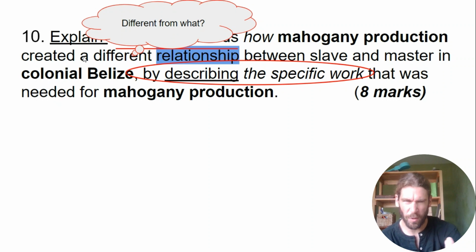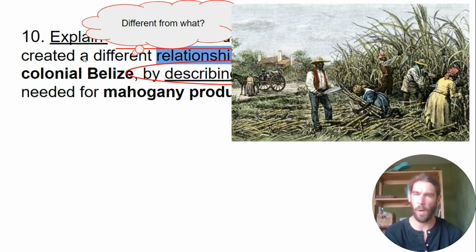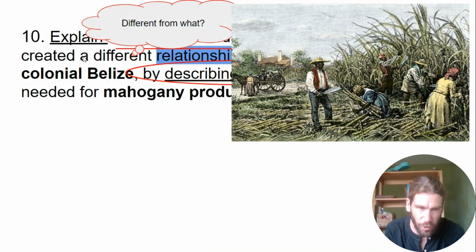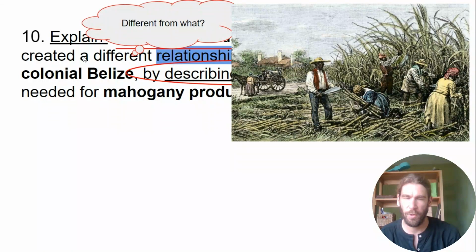Different from what? Mahogany production, different relationship. What are you talking about? Well, different from the usual sugar plantations or coffee plantations or cotton plantations where you had a slave, a master, a foreman leading the work, and there was a regularity or predictability of the work. Also, the slave master could see the work that was done, could inspect it, and it was all in the vicinity of the plantation house and the master. So you could say it was predictable, orderly, and it had a certain rhythm to it. It was the majority of slave labor in the Caribbean, or a big chunk of it anyway.